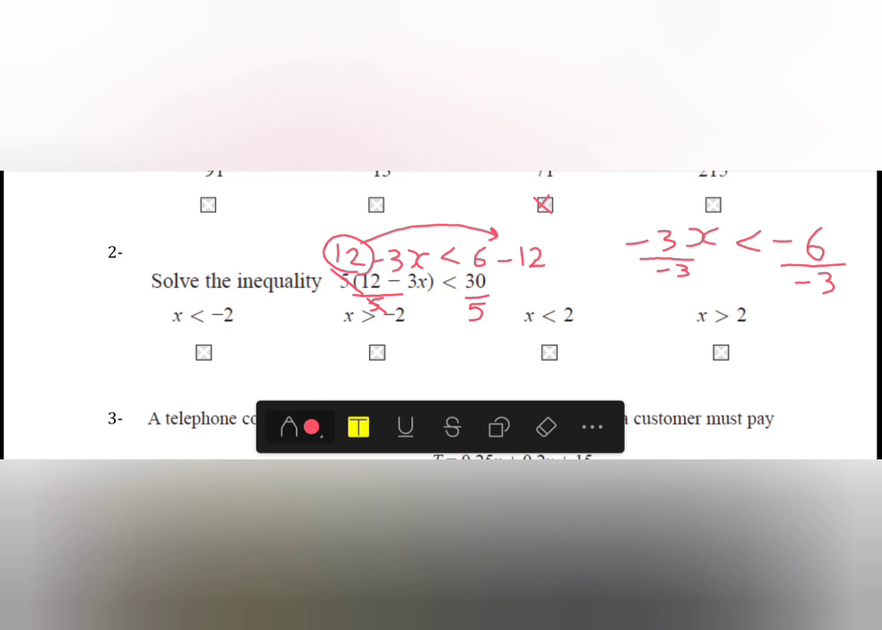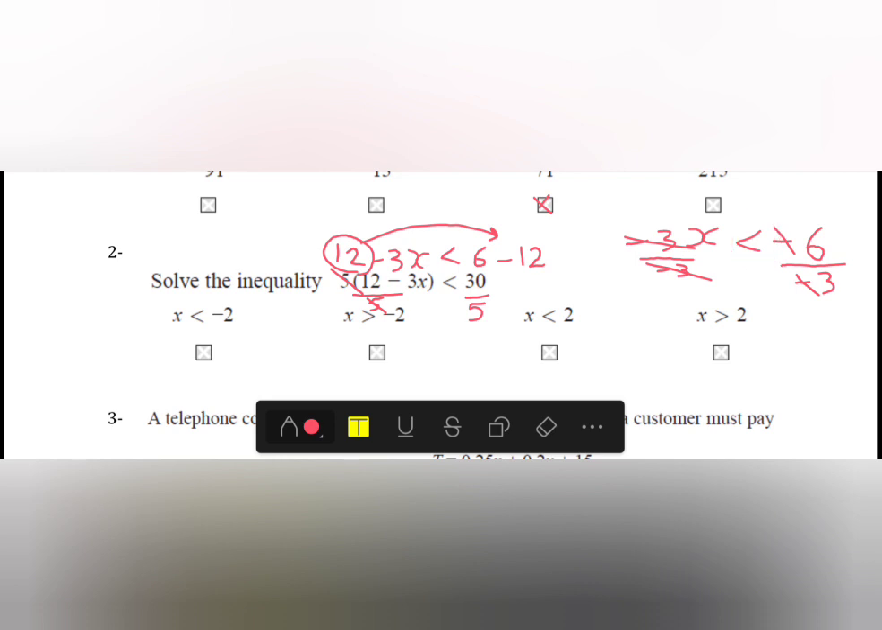Very good. Now, the negative 3 goes with the negative 3, and the negative here on this side goes with the negative, and then I'll divide 6 by 3. But remember, the rule says what? Anytime you multiply or divide by a negative number, you flip the sign of the inequality. So here, this sign is looking this way.